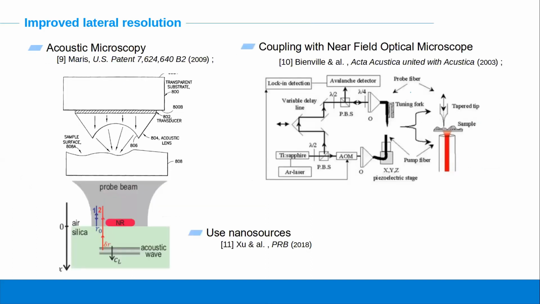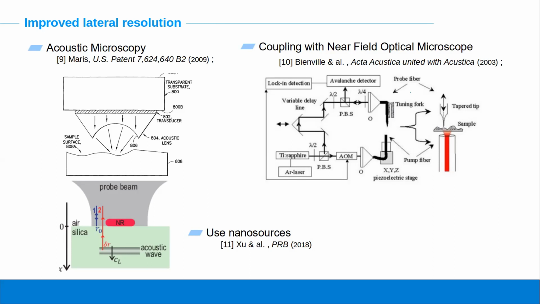One of the propositions was to use some acoustic lens to focus the acoustic field after the generation, after the absorption of the laser pulse. But in that case, we lose the non-contact advantage of picosecond acoustics. Another proposition was to do some coupling with a near-field optical microscope, and they were able to reach a lateral resolution of about 100 nanometers, so better than what you can have with a single laser.